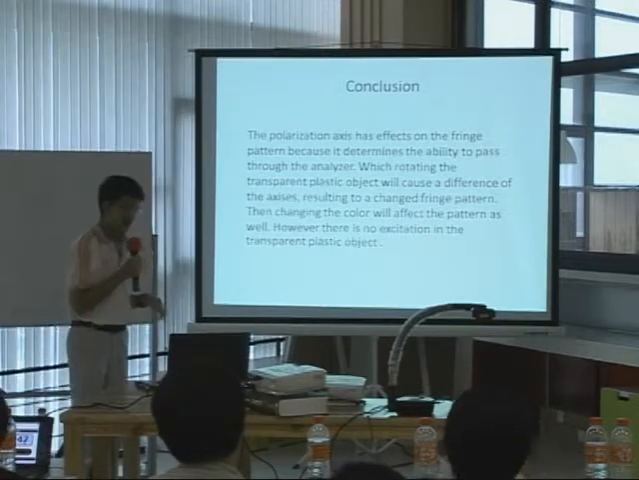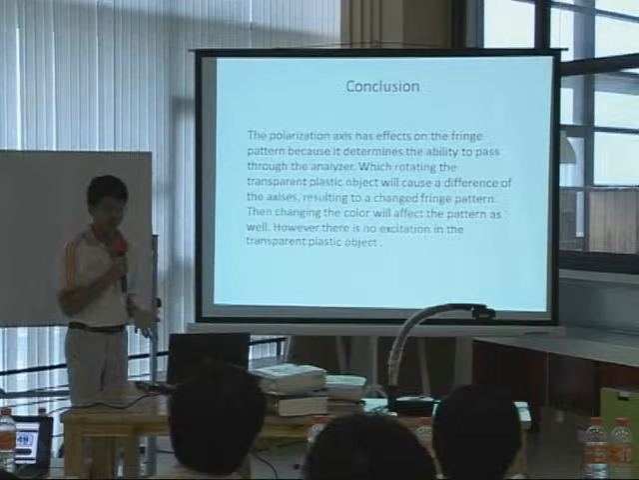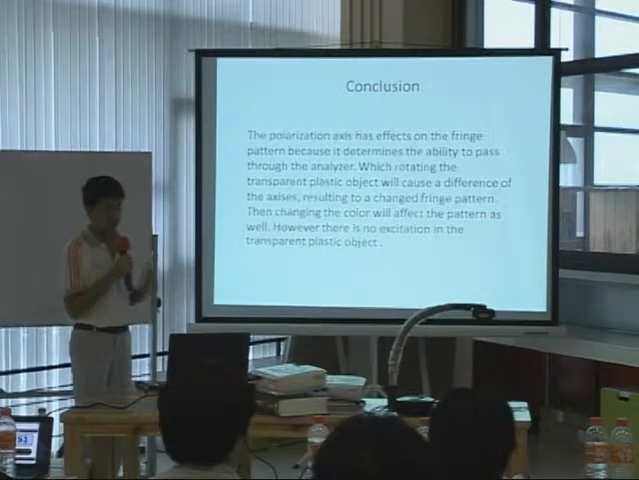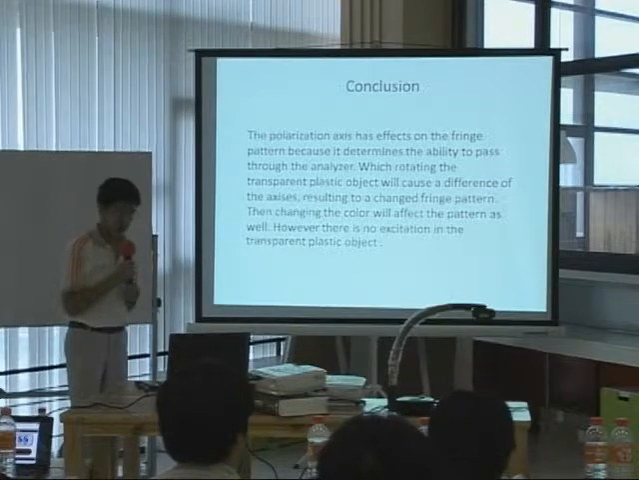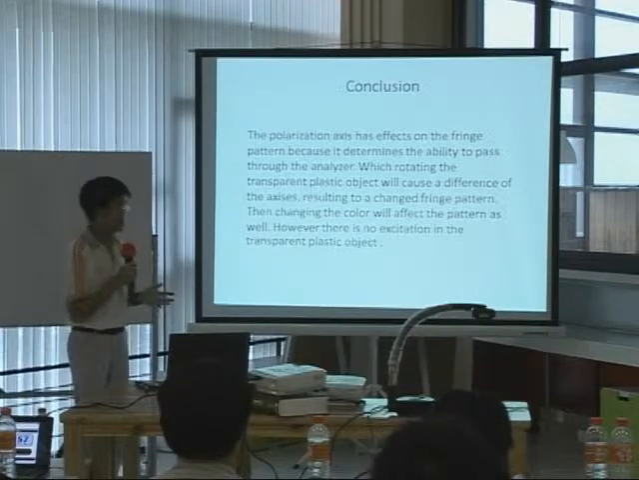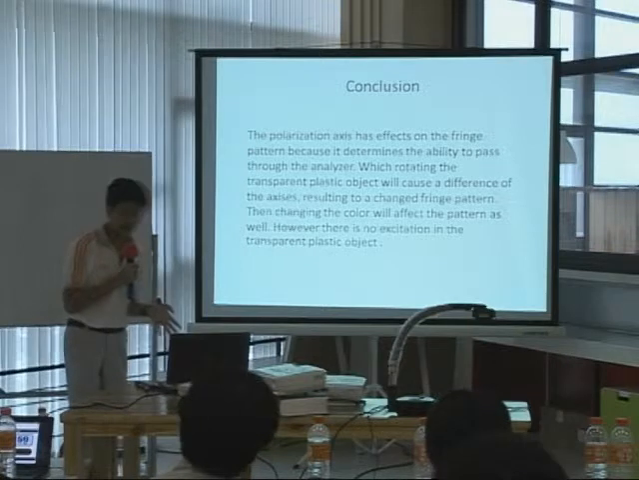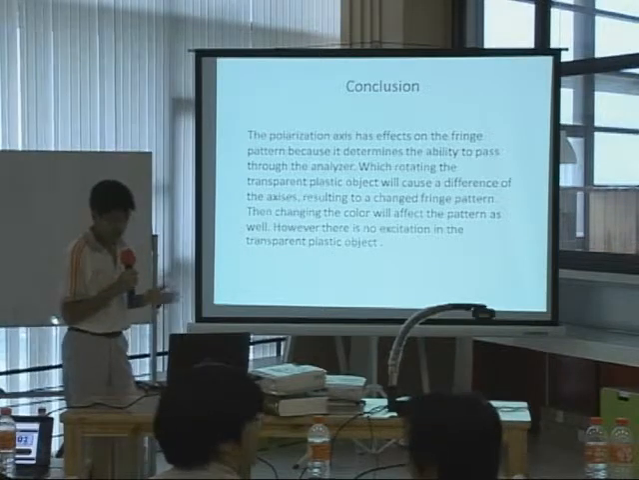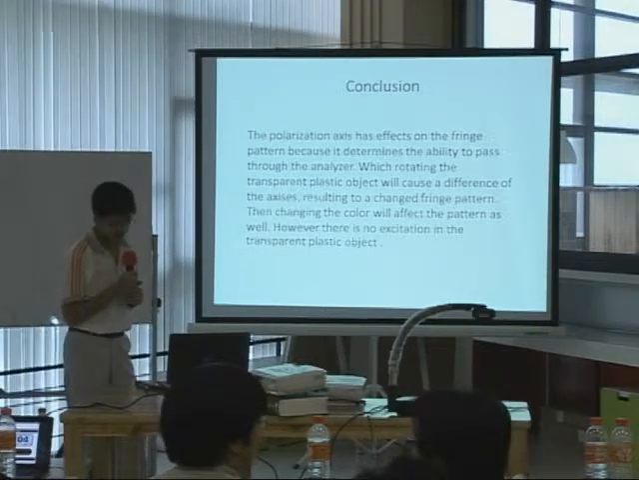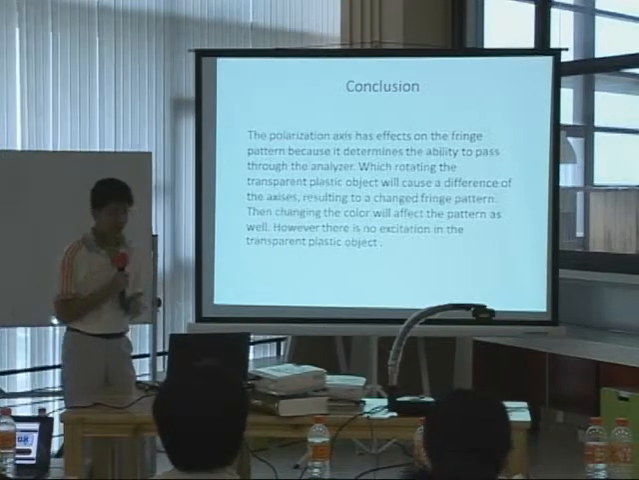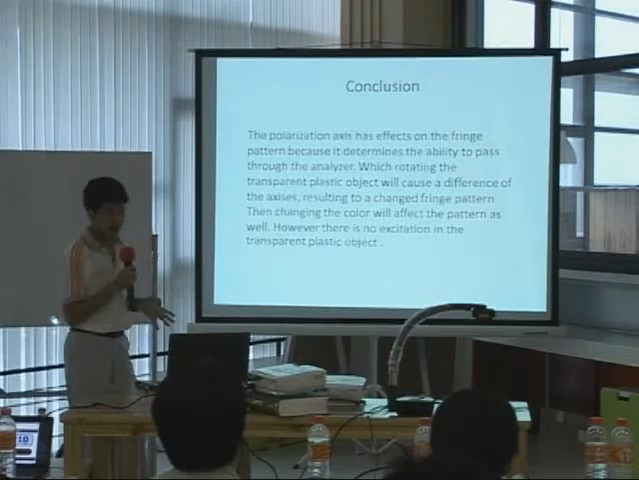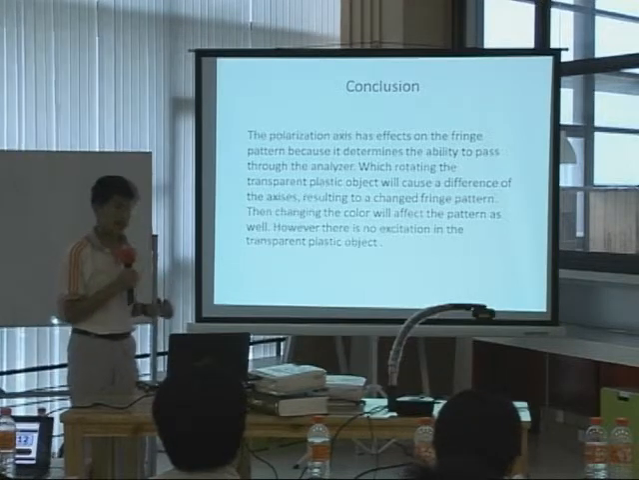Conclusion. The polarization axis has an effect on the fringe because it determines the ability to pass through the analyzer, which means rotating the transparent plastic object will cause a difference in the axes, resulting in a changed fringe pattern. Then the color change will affect the pattern as well. However, there is no excitation caused by this plastic object. Thank you.